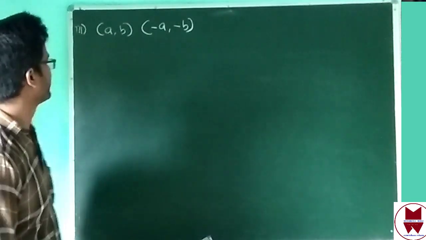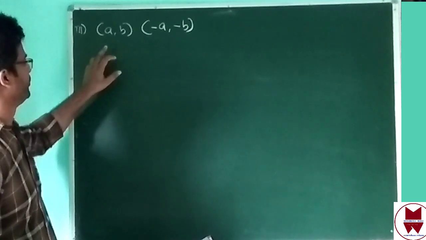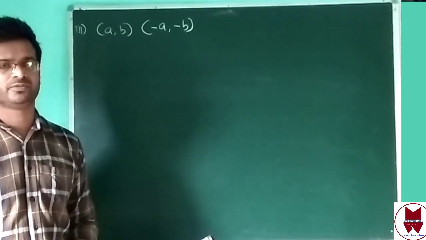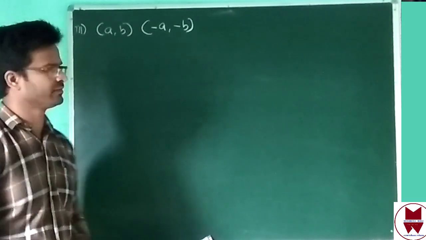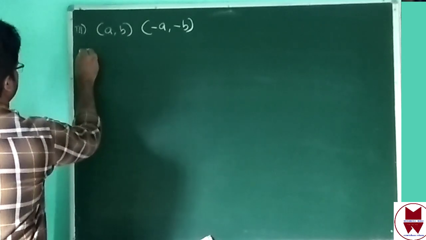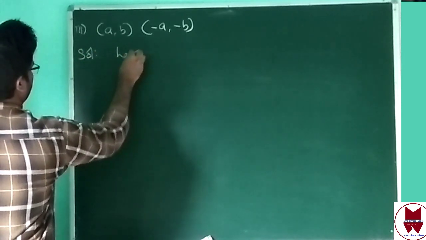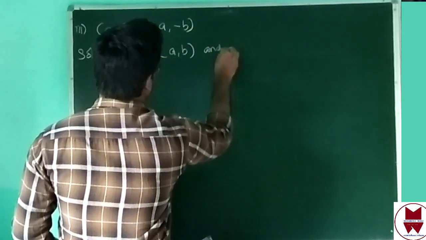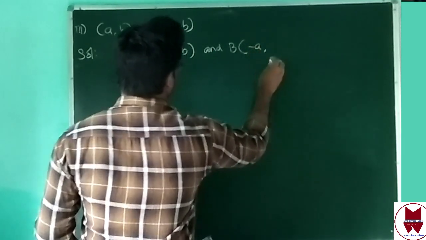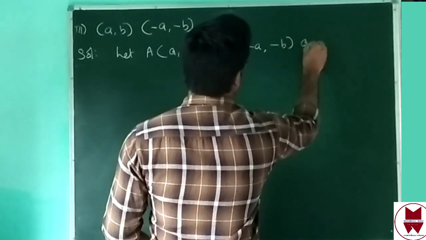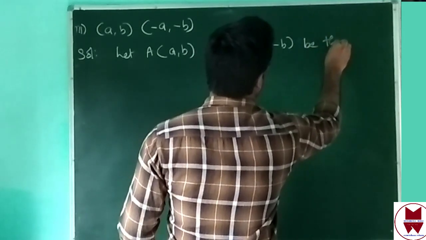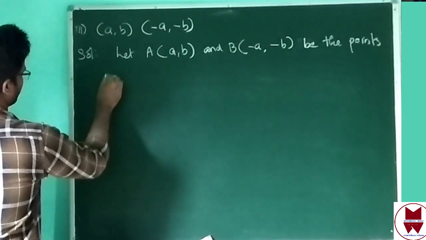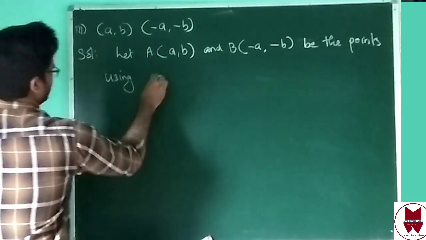Problem number 3, in here 2 points given: coordinate of first point is (a, b), coordinate of second point is (minus a, minus b). We have to find out the distance between these 2 points. Then first give names. Let A mean small letter a, b, and B mean small letter minus a, minus b be the points, using the distance formula.